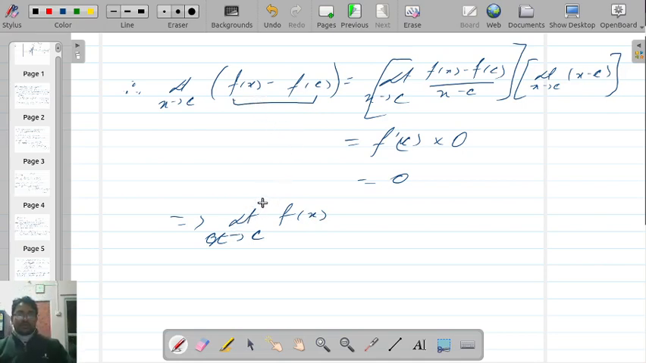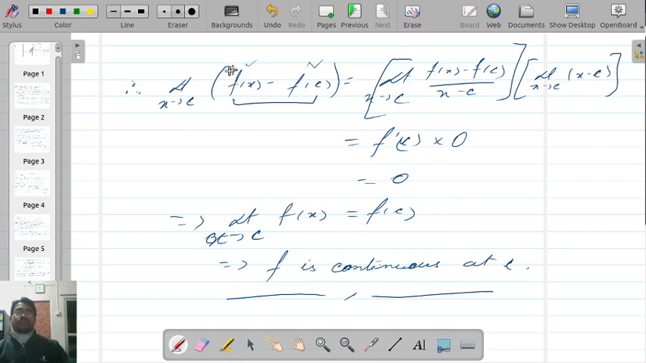Limit of x tends to c of f(x) minus f(c): here f(c) is a constant, so this limit exists and the whole limit exists, so this limit also has to exist. That also follows by algebra of limits. So limit x tends to c of f(x) is the same as f(c). And this means that f is continuous at c. Okay, so differentiability implies continuity. Whenever f is differentiable at a point c, it is continuous at c.